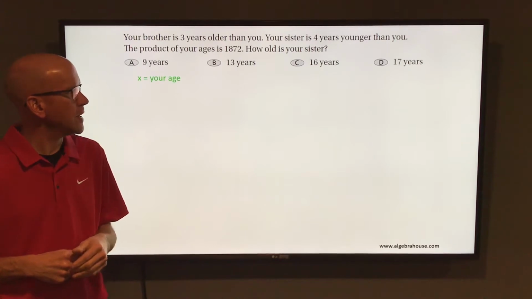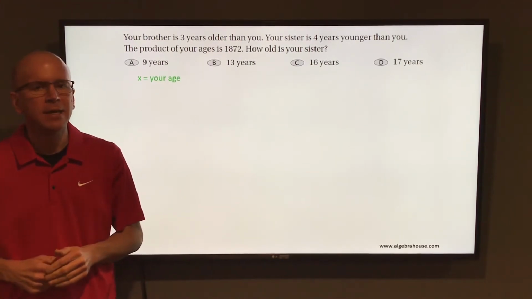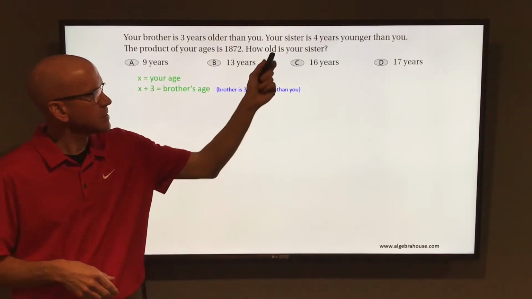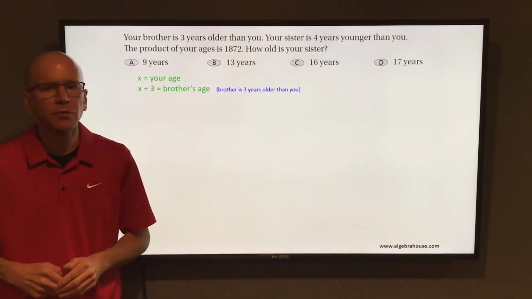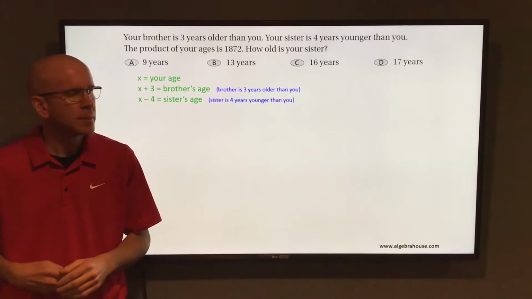So x equals your age. Now it says your brother is 3 years older than you. If you are x, then he would be x plus 3. He's 3 years older than you. And your sister is 4 years younger than you. So if you are x, then she would be x minus 4. 4 years younger than you.